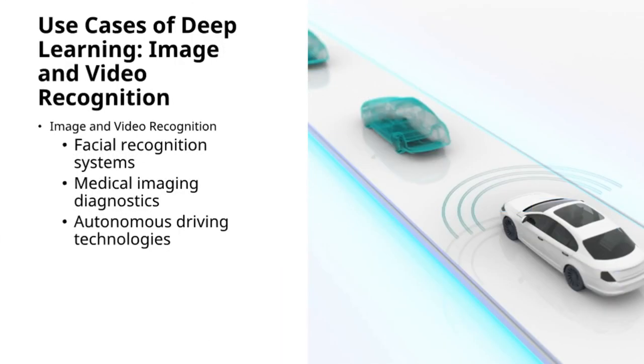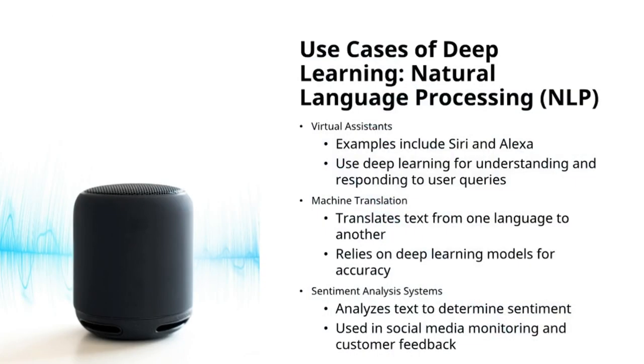Deep learning is used in various industries for its pattern recognition capabilities. Notable applications include image and video recognition, such as facial recognition systems, medical imaging diagnostics, and autonomous driving technologies. Deep learning powers NLP applications such as virtual assistants like Siri and Alexa, machine translation, and sentiment analysis systems. These technologies rely on deep learning for understanding user queries, translating text, and analyzing sentiment in text.